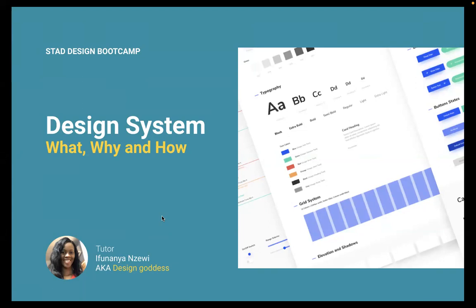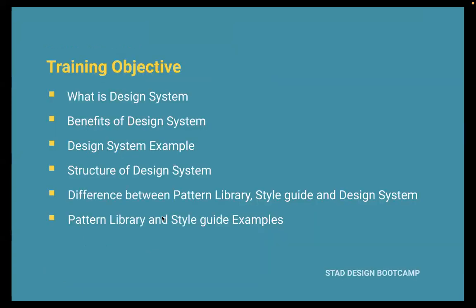So design system, I know a number of you must have heard about design system. There's even this thing called design token, but we're not going to get there now. What we're going to be talking about: what is design system, why design system. We're going to look at what design system is, benefits of design system, examples, structure of a design system, the difference between a design system, a pattern library, and a style guide, and then examples of pattern libraries and design systems.